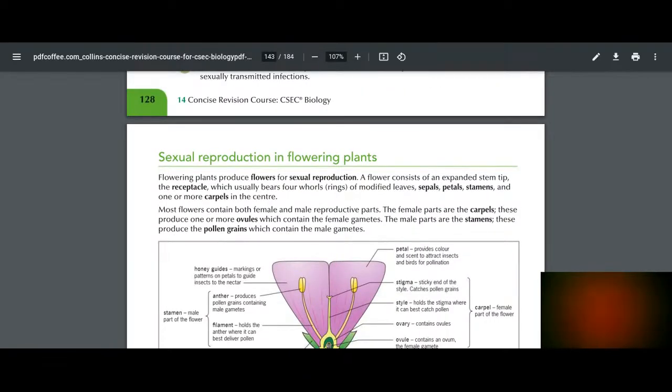All right, so flowering plants produce flowers for sexual reproduction. How does this occur? Basically, the flower consists of an expanded stem tip, the receptacle, which has modified leaves known as the sepals, the petals, the stamen, and one or more carpels in the center.